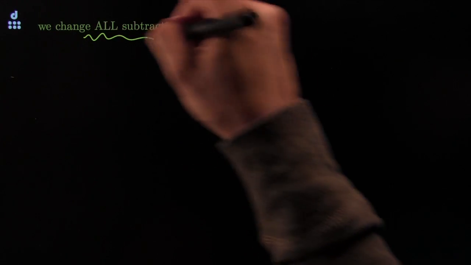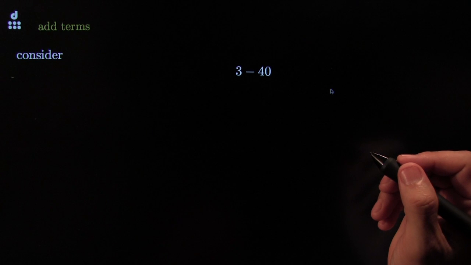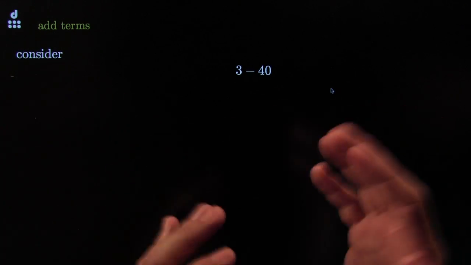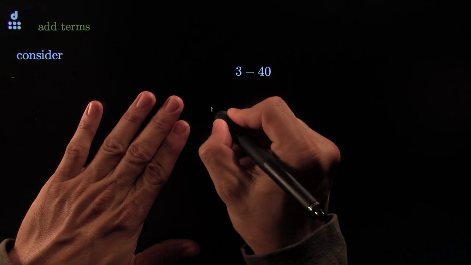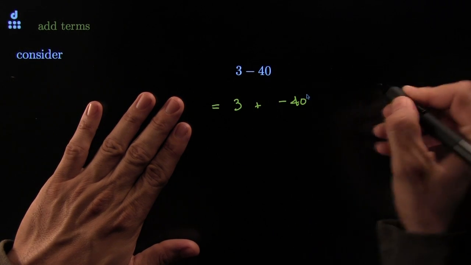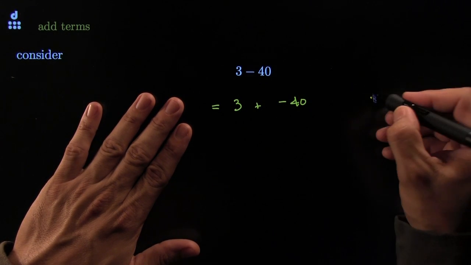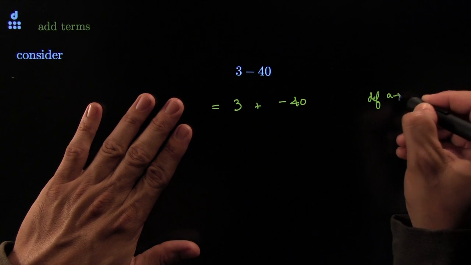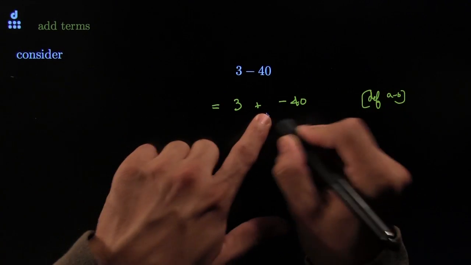Another tip that I have for you is you might want to change all your subtractions to additions, because then you have associativity, commutativity, everything. So I hate subtraction. So this becomes 3 plus negative 40. This is by definition of subtraction. And how do you add 3 and negative 40?